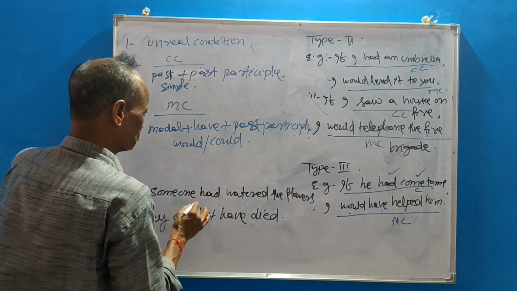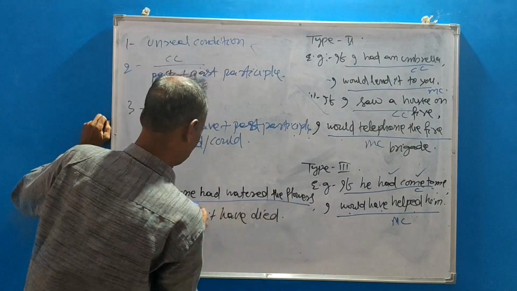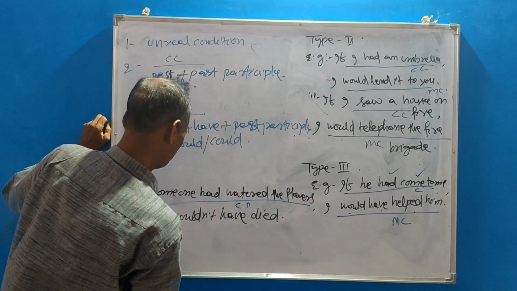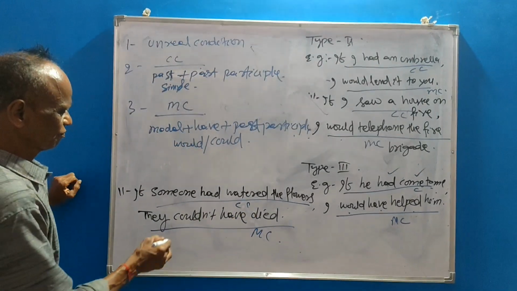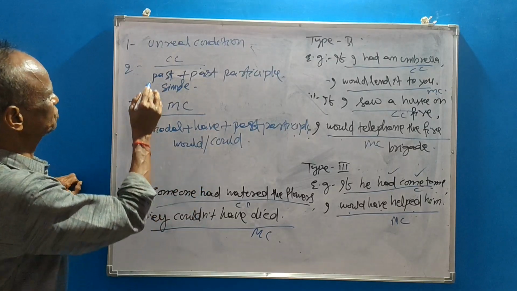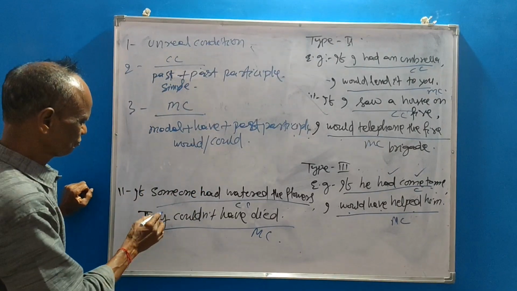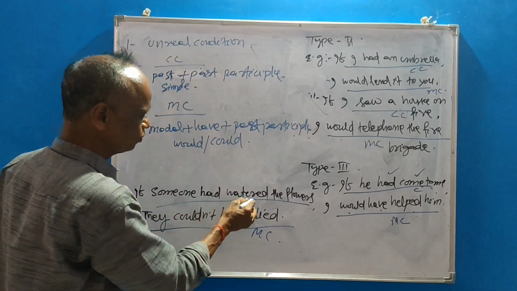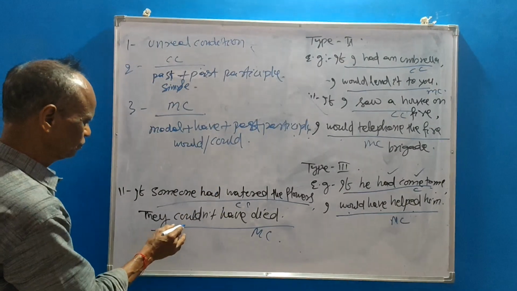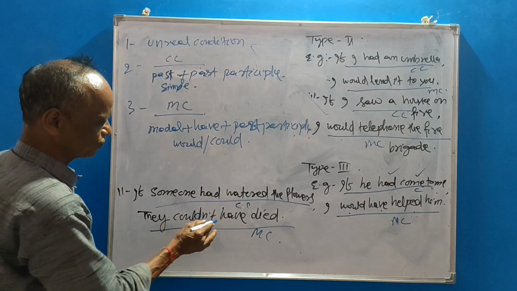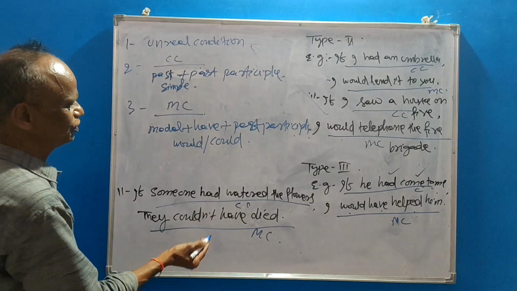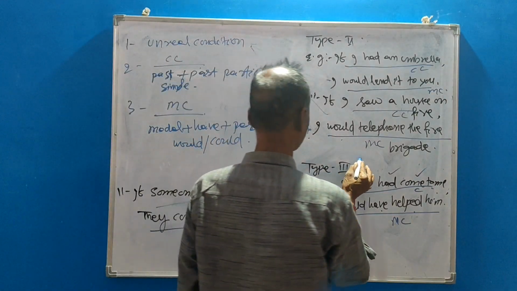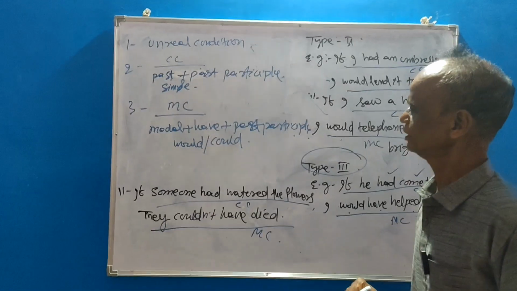Another example. If someone had watered the flowers, conditional clause, they could not have died. So it refers to an unreal condition. That is, had with past participle, modal plus have plus past participle, modal like could. So it refers to type 3 conditional clause. Okay.